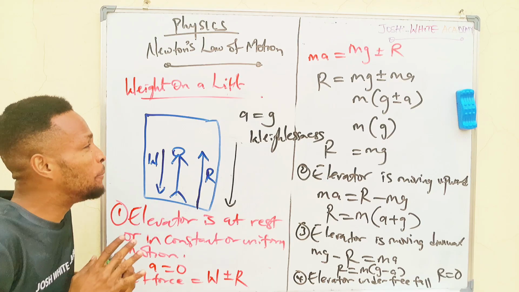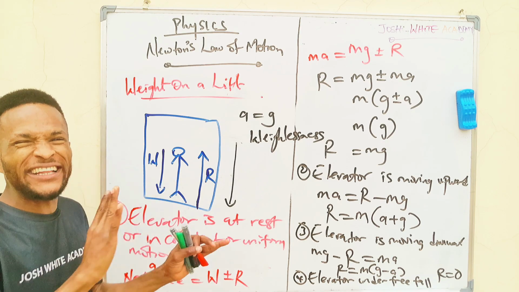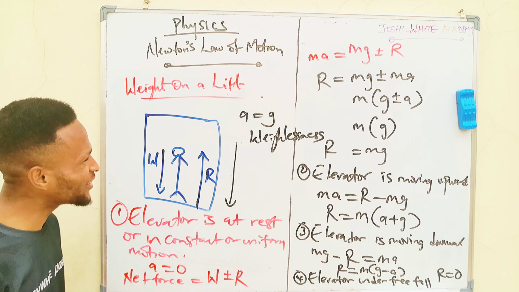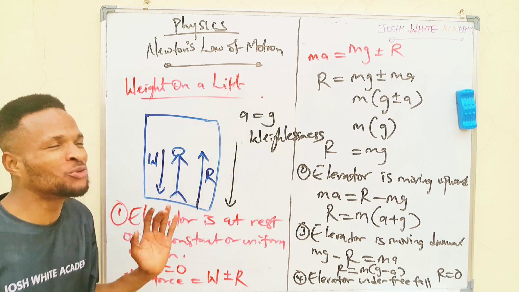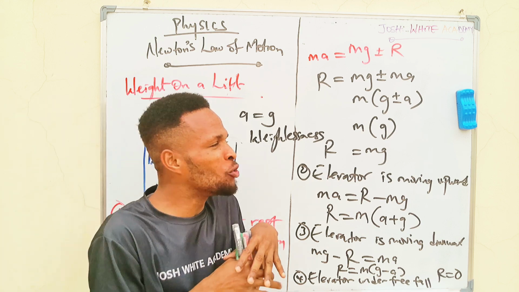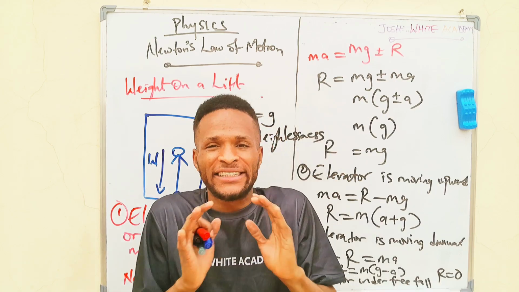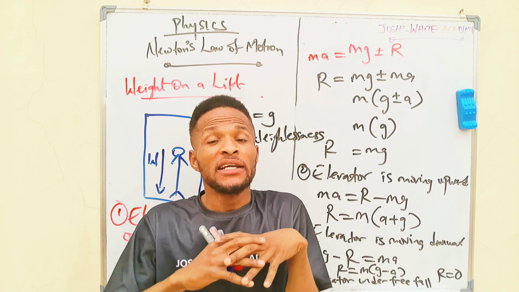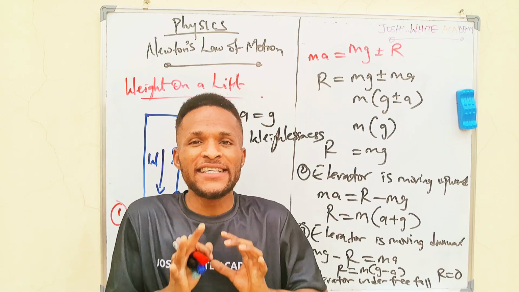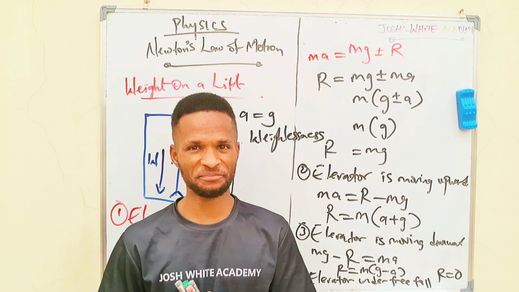At this point, the person falling under free fall is weightless, because our acceleration equals our gravity. So it's expedient you master these four scenarios. The first scenario, elevator at rest. In this case, there is no change in his what? Weight. His R is the same as mg, which is his weight.